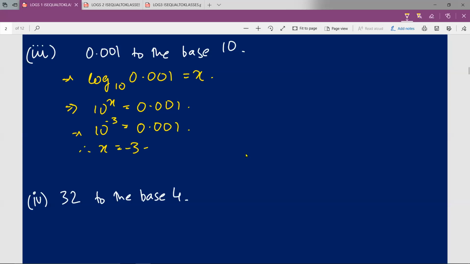Therefore, x is equal to minus 3. Why? Because 10 raised to the power minus 3 can be written as 1 upon 10 raised to the power 3, which can further be written as 1 upon 1000, because 10 raised to the power 3 is 1000. And according to the decimals, 1 upon 1000 can be written as 0.001. Precisely what's mentioned here. So that is why x is equal to minus 3.